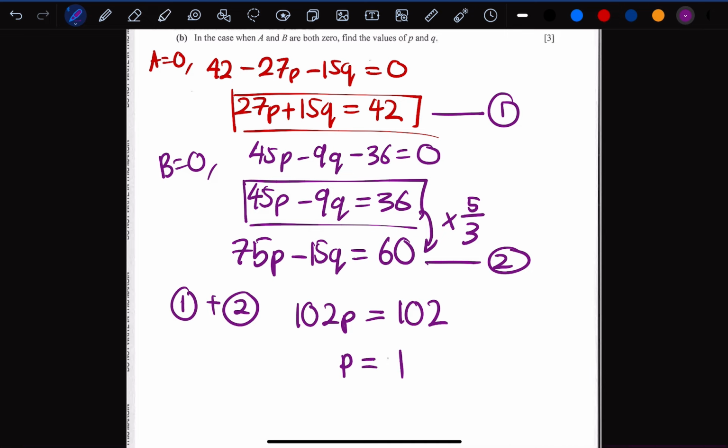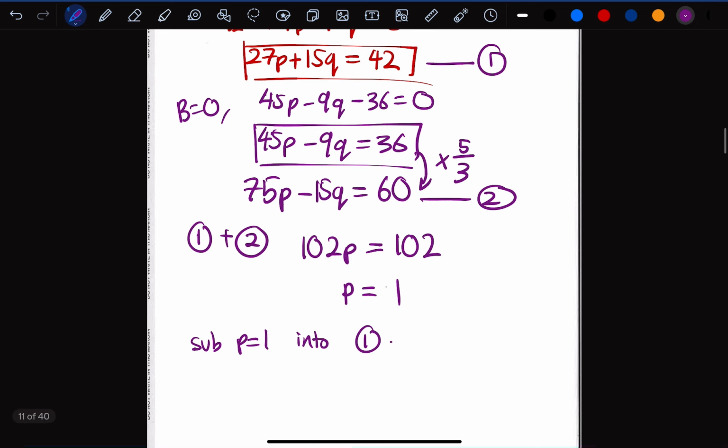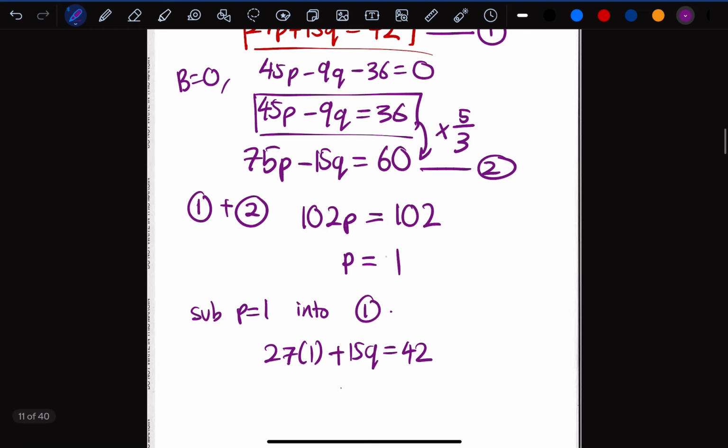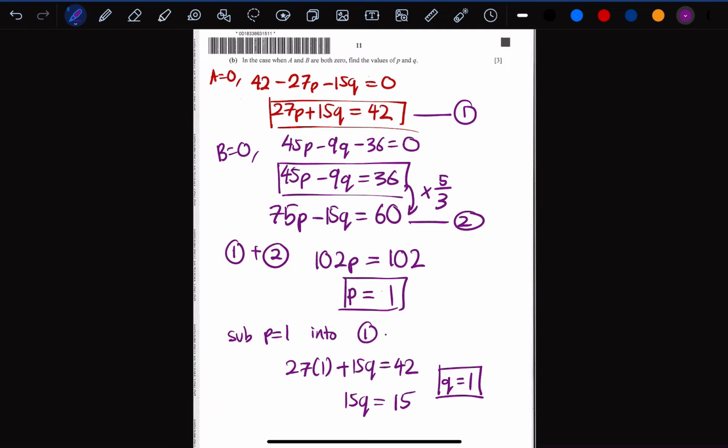When I have p equals 1, all I need to do is sub it into any equation. Sub p equals 1 into equation 1. When I sub it in, I get 27 times 1 plus 15q is equal to 42. And here you will also get 15q equals 15, where q is also equal to 1. So this is how you solve for p and q. So part B is very simple.